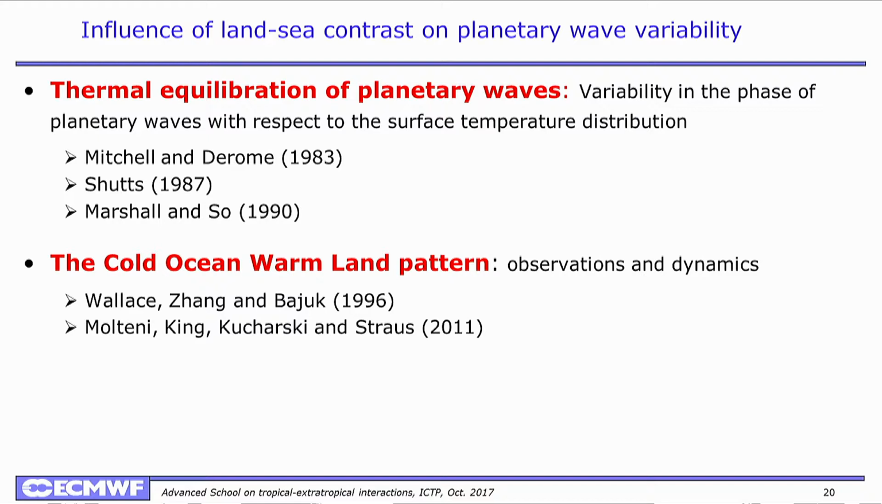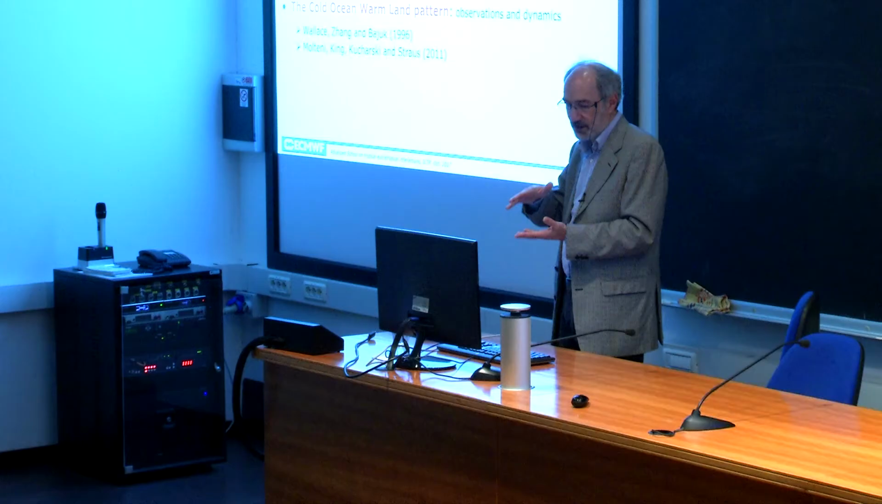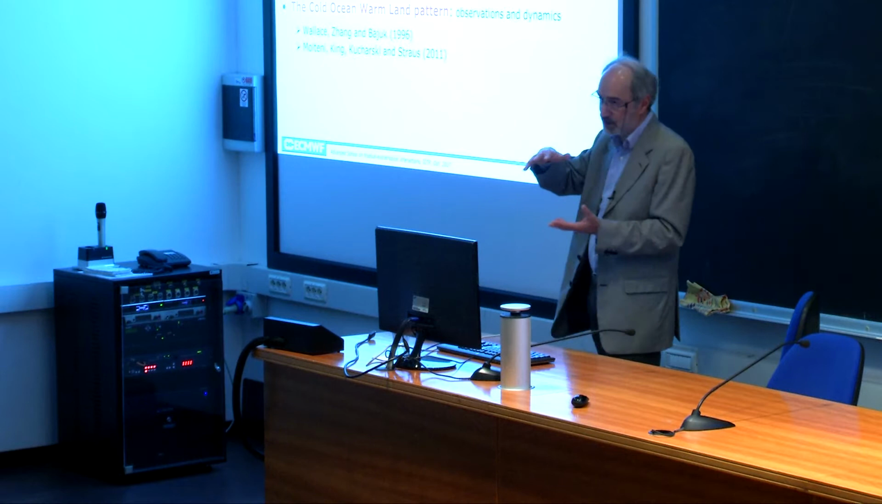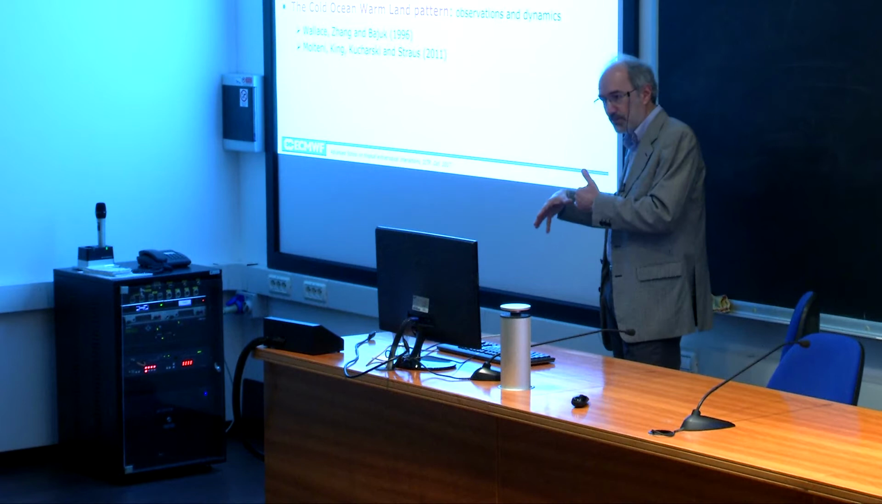And somehow, if one looks at an observational counterpart for this theory, probably what comes to mind is the so-called cold ocean warm land pattern, the pattern that was described empirically by Mike Wallace and collaborators in the mid-90s, which describes the variability of the large-scale atmospheric flow with respect to the surface temperature. In the cold ocean phase, you have cold air over the warm ocean during winter, and the opposite phase will have warm air over the ocean.